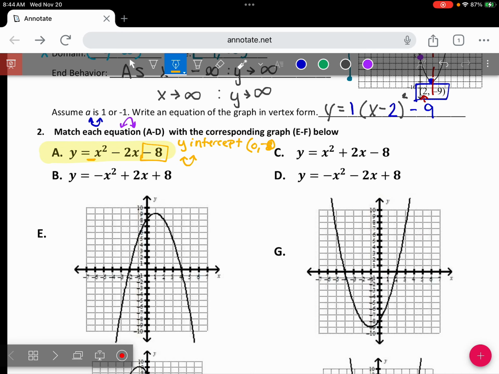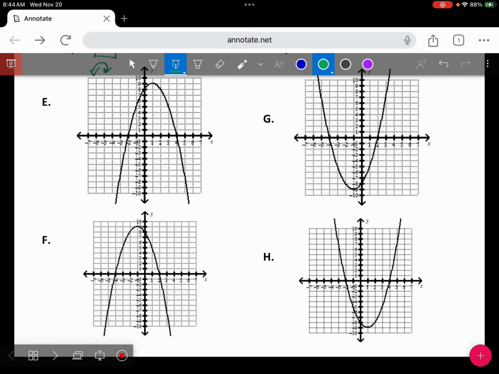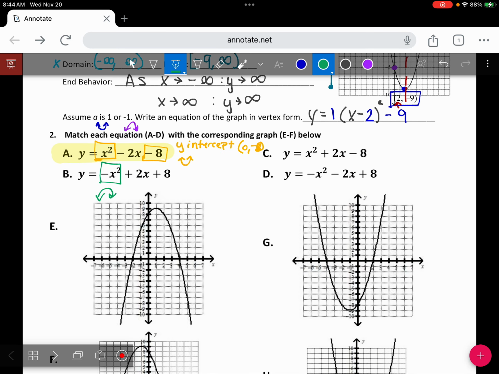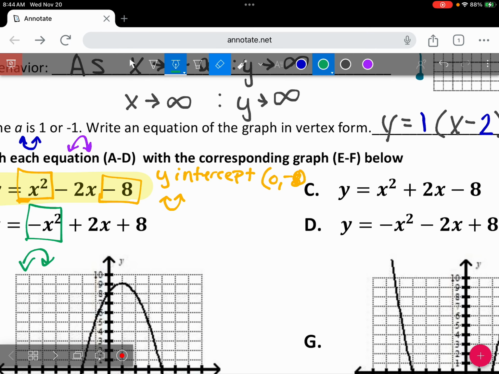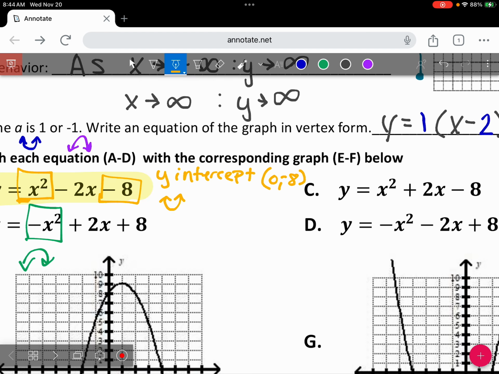Because my a value is positive. If I have a negative out in front, like on equation B, that's going to be a frowny face. So unfortunately, the two happy face graphs we have both wind up with y-intercepts at -8. So I don't quite have enough to tell me just off of this.